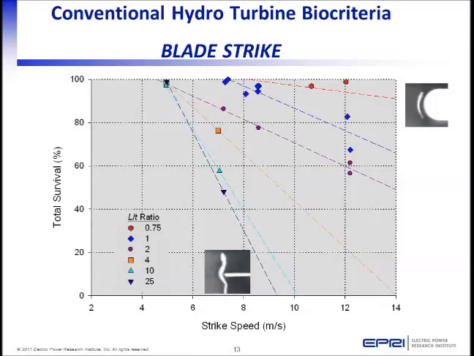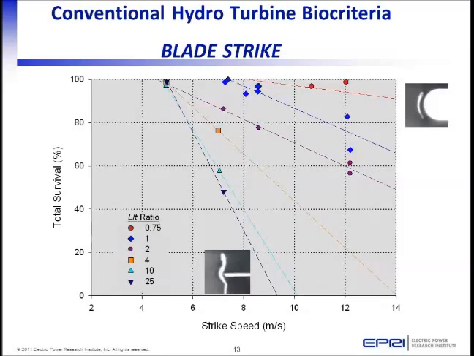The conventional hydropower turbines, blade strike. You can see here there's a relationship between the strike speed, the speed with which the blade strikes the fish, and the survival rate, with that survival rate being influenced by the speed with which the blade strikes the fish and the length of the fish relative to the thickness of the blade. And we can see that as the thickness of the blade increases relative to the size of the fish, survival goes up dramatically. And survival is nearly 100% for speeds up to 12 meters per second, given a fish length to blade thickness ratio that's less than 1. Next slide, please.